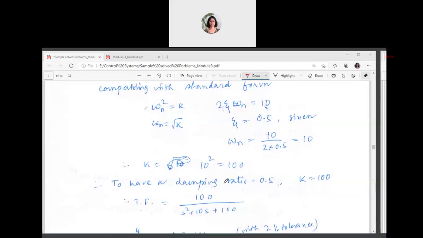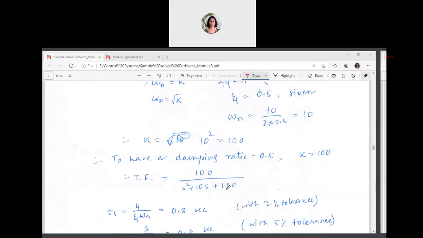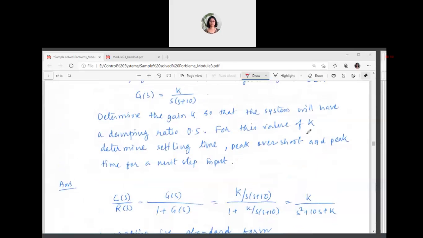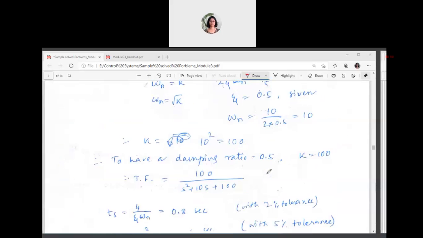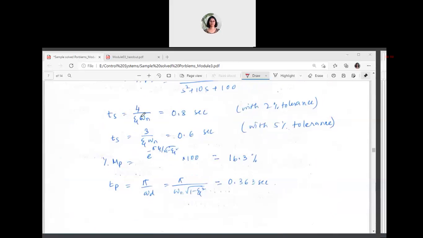So now what will be the transfer function? Transfer function is just substitute the k value. So this is the transfer function. What we need to find out? We need to find out settling time, peak overshoot and peak time. We know the expressions. Just substitute in the expression for Ts with 2% tolerance. If I consider 5% tolerance, this would be the expression. It is not mentioned, so any one you can calculate or both. It's fine. Then percentage overshoot, you have the expression. Substitute the zeta value, calculate it. Peak time, pi by omega d, you will get it. Straightforward.